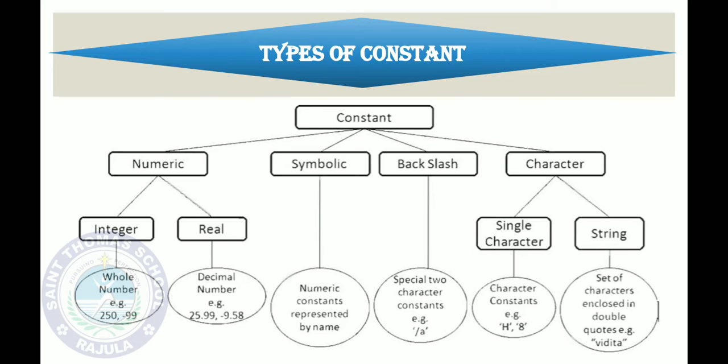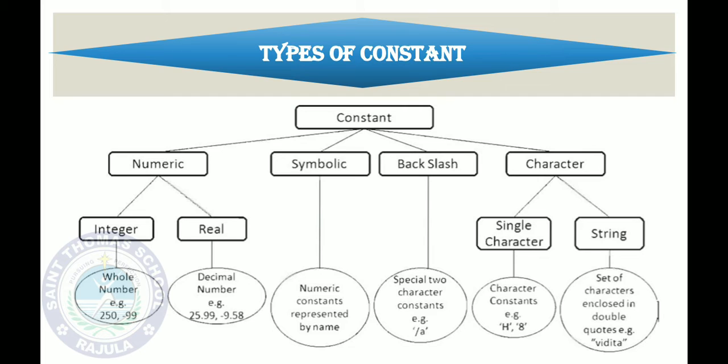So here you can see these are the types of constant. Basically 4 types of constants are there. Remember students, how many types of constant? 4. Numeric constant, symbolic constant, backslash constant and character constant. Now numeric constant is further divided into 2 categories, that is integer and real.